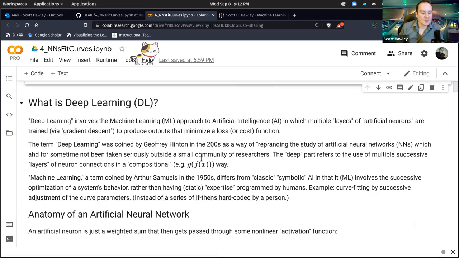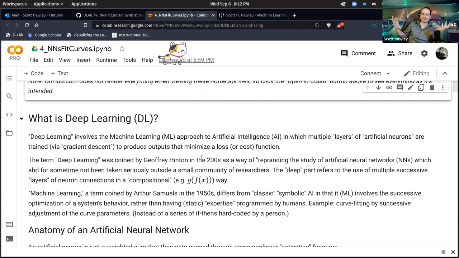Okay, so we start off with just a bit of a reorientation. We've been talking about deep learning. And so, what do we mean when we say deep learning? Deep learning is the machine learning approach to artificial intelligence. And in class today, we talked a little bit about how the stream of AI and the stream of ML kind of came from different places, even though nowadays people think they're all the same.